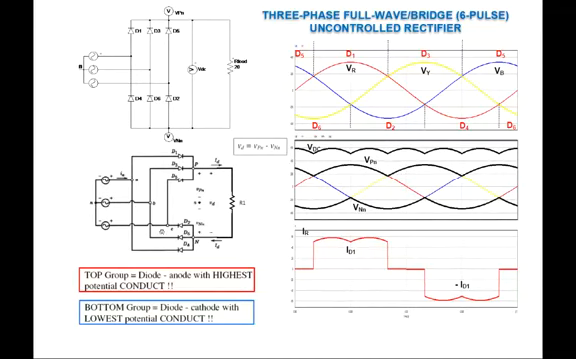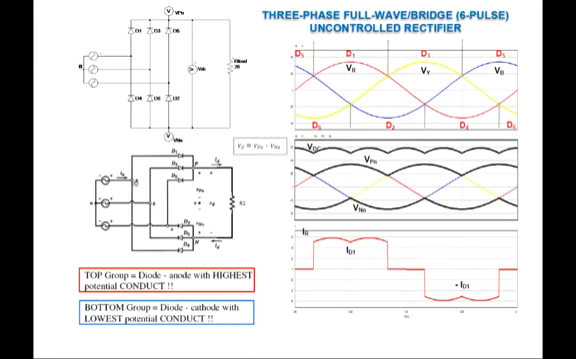What about the bottom group? If D2 is on, then we're going to see that this point, the N point here, will be connected to the neutral point of the supply voltage, and this N, if D2 is on, will be connected to blue phase. And then if D6 is on, N will be connected to the yellow phase, and if D4 is on, then it will be connected to red phase voltage, right?